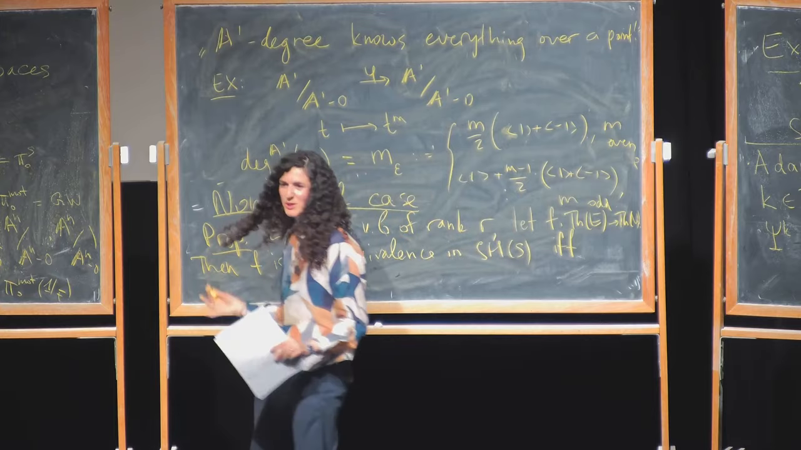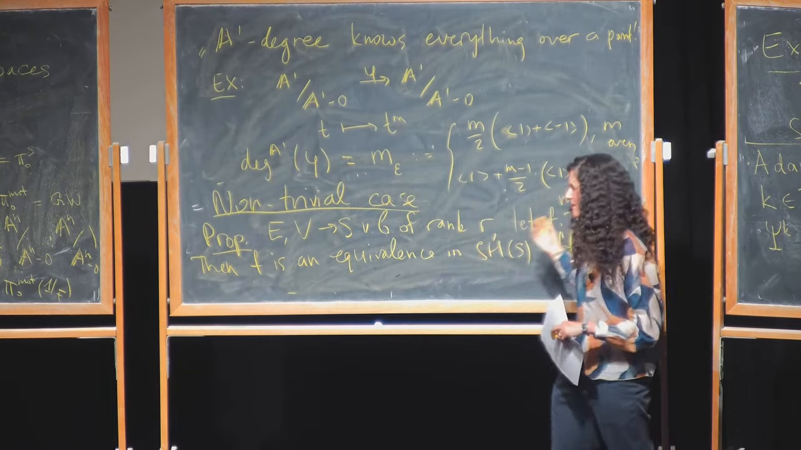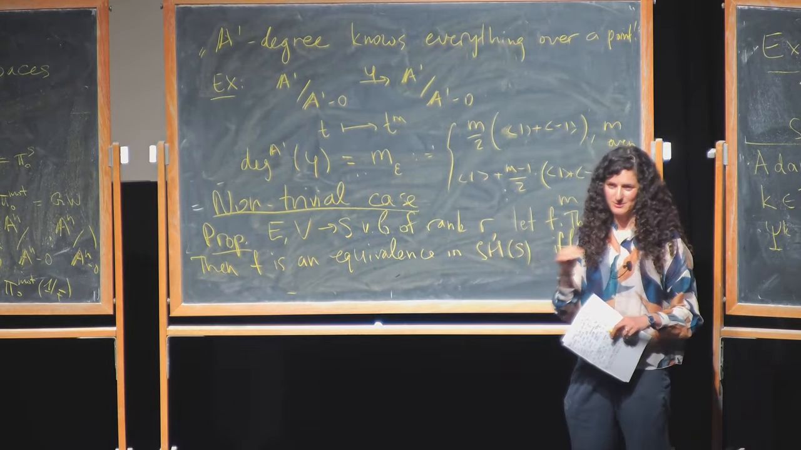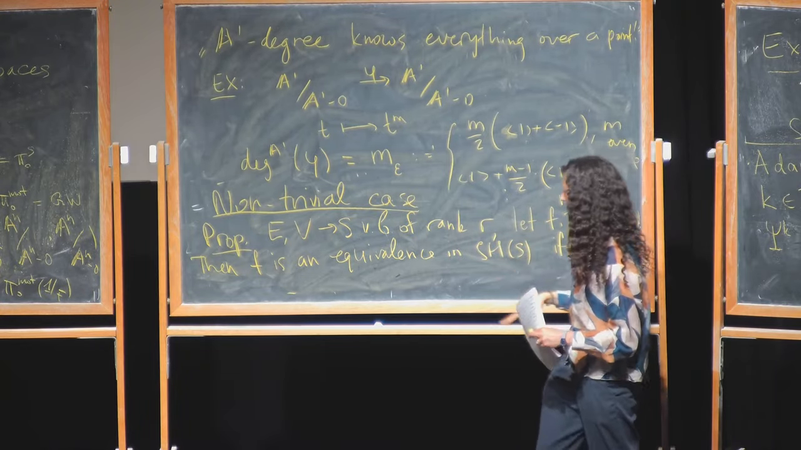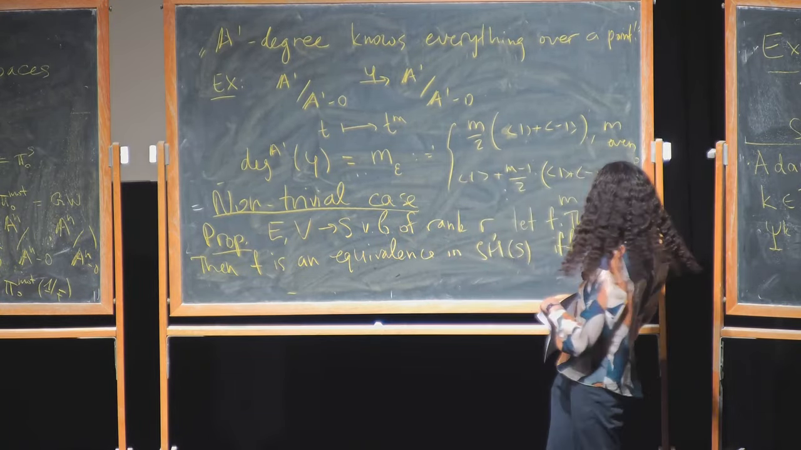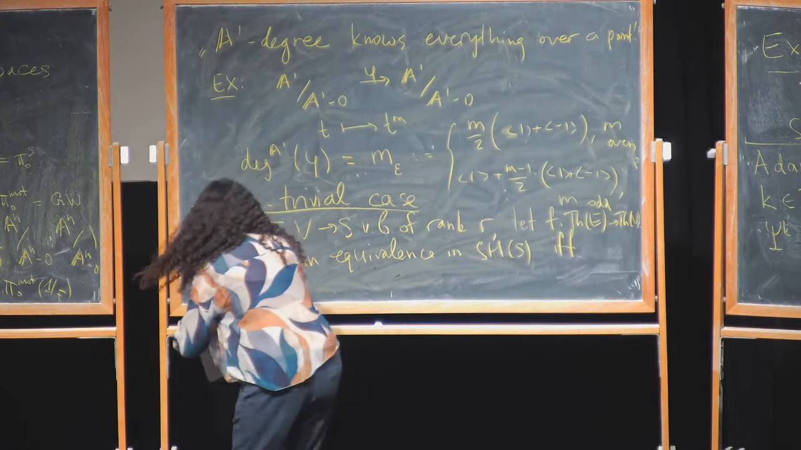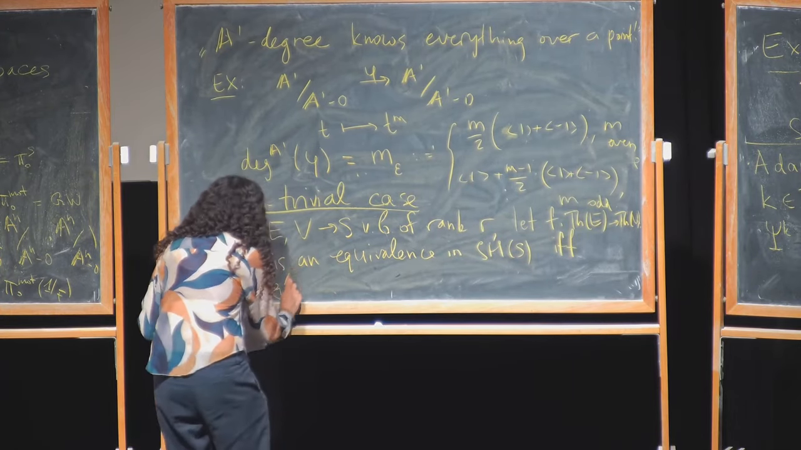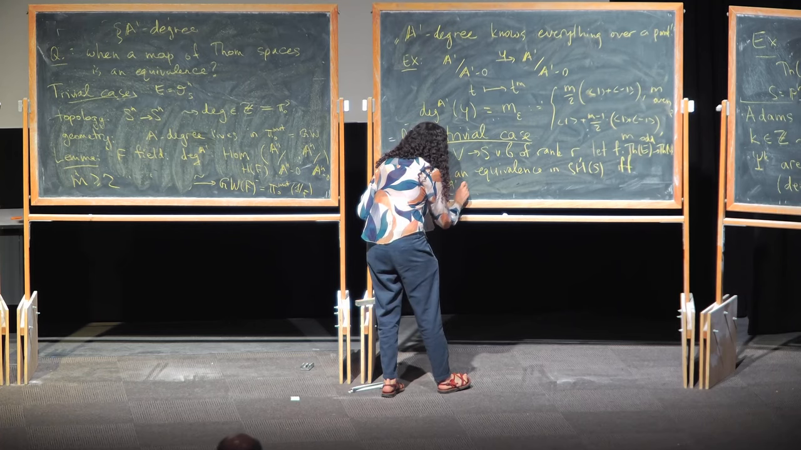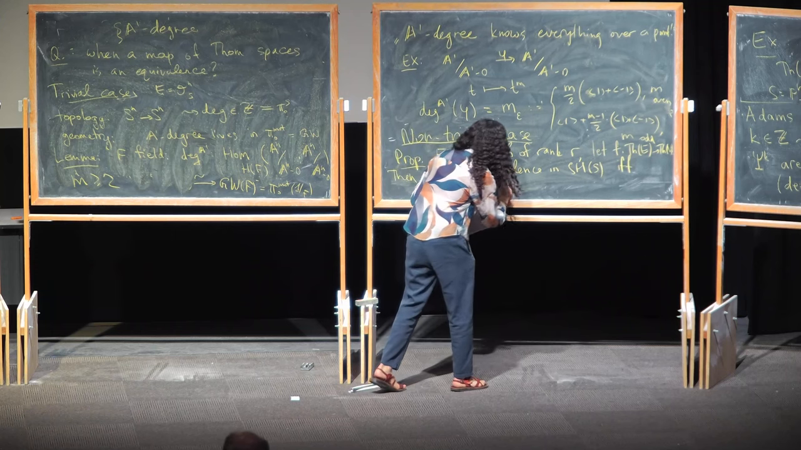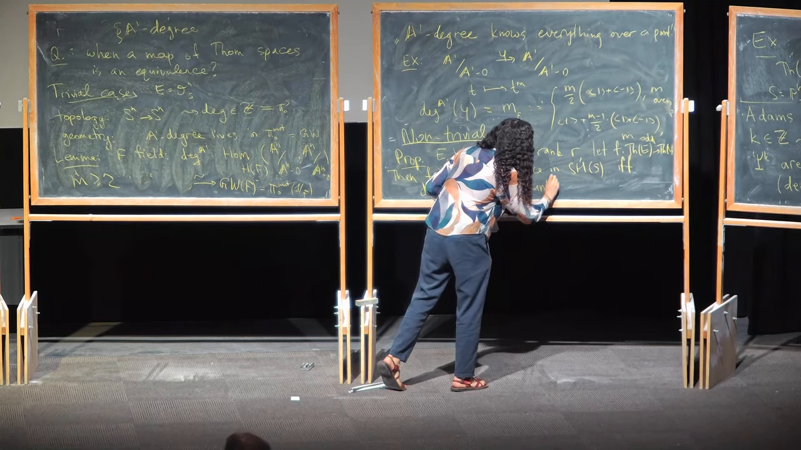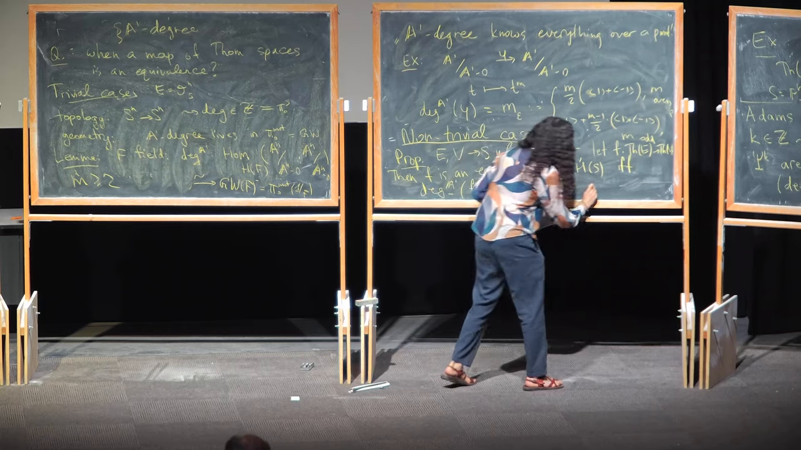So roughly speaking, it is an equivalence if, when you look at every generic point, or if you're connected, so like in the nice case, at the generic point, this A1 degree is a unit at every generic point.